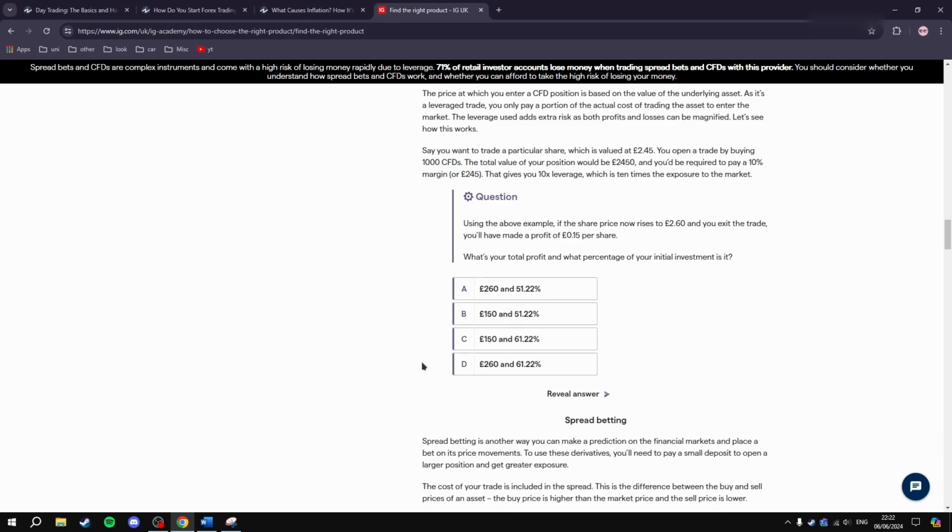Let's see how this works. Say you want to trade a particular share which is valued at £2.45. You open a trade by buying 1,000 CFDs.